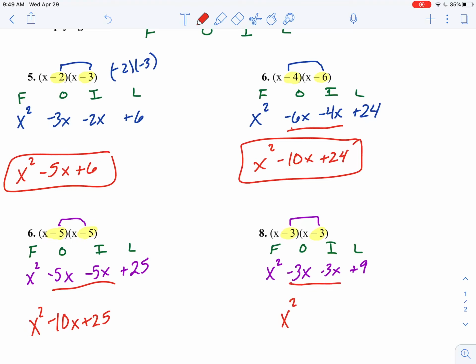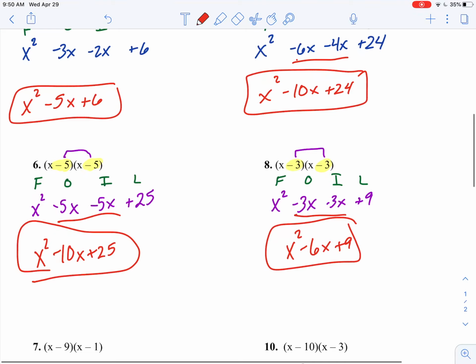And down here we've got two more problems I'd like you to try. Pause the video and I'll scroll up here in a second to show you the answer.